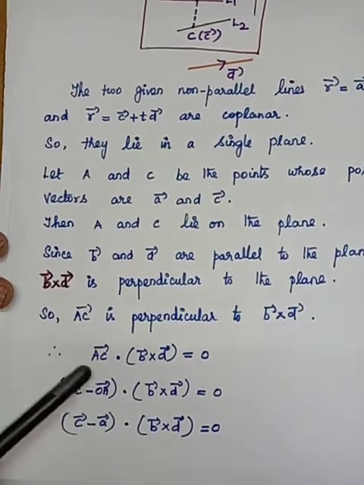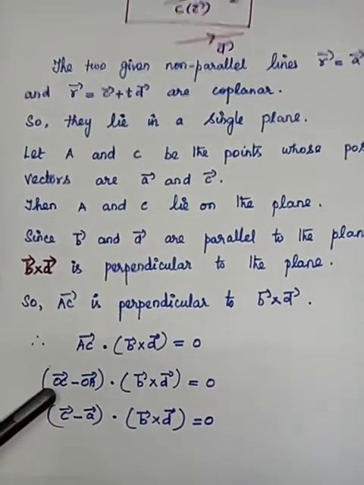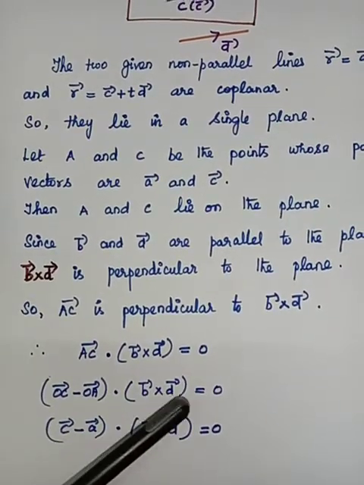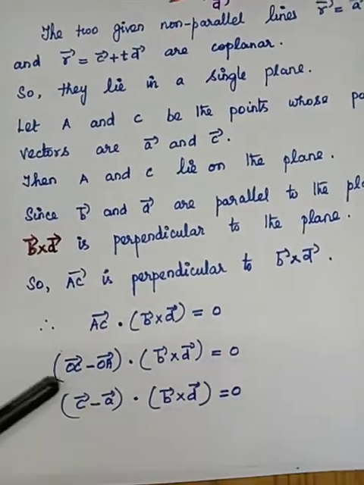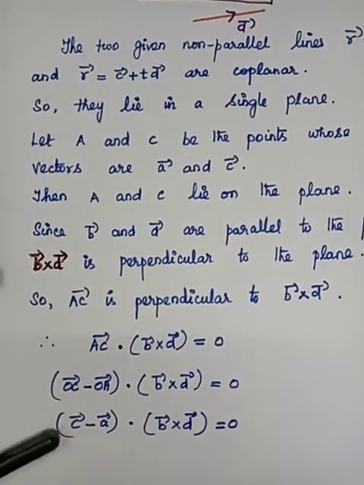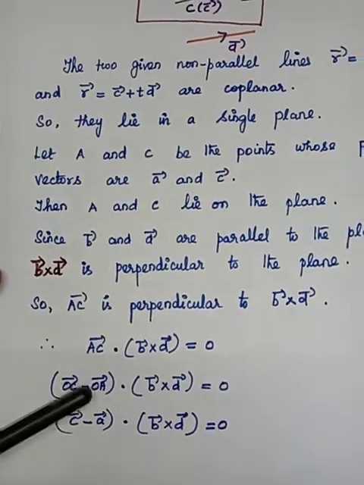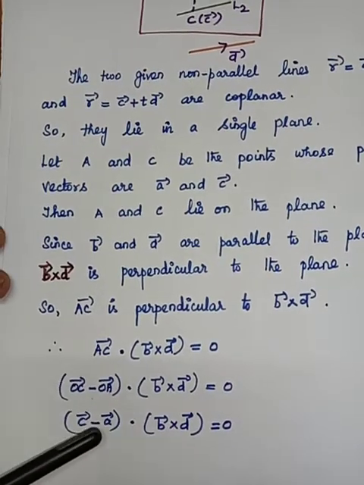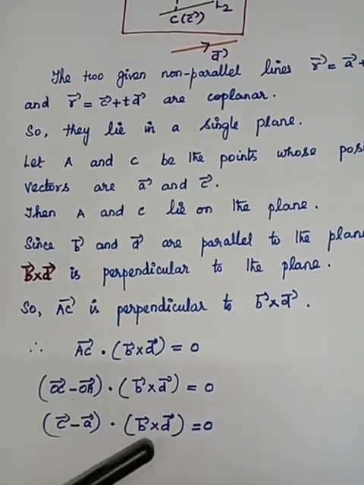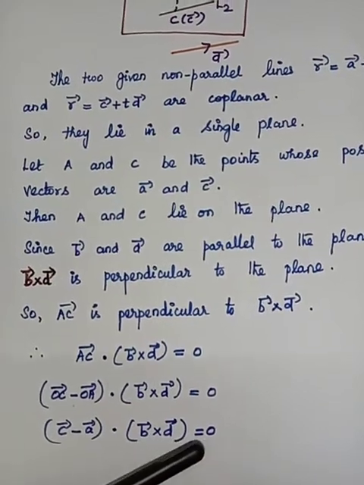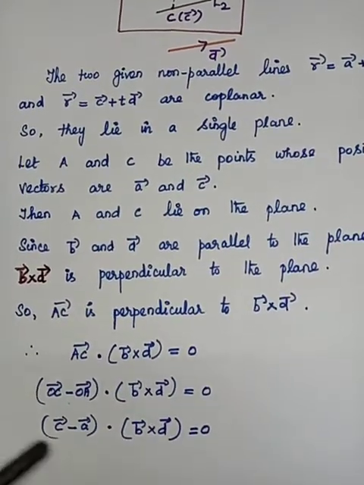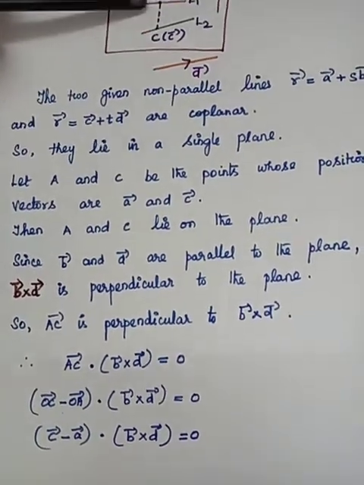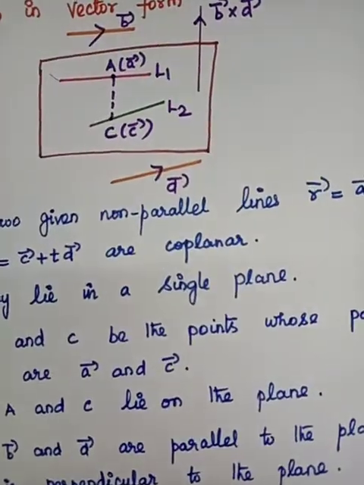Okay, AC vector how you can write? It can be written as OC vector minus OA vector dot b vector cross d vector is equal to 0. What is OC vector? So it is nothing but c vector. What is OA vector? It is nothing but a vector. So c vector minus a vector dot b vector cross d vector is equal to 0. This is the condition for the two lines to be coplanar.